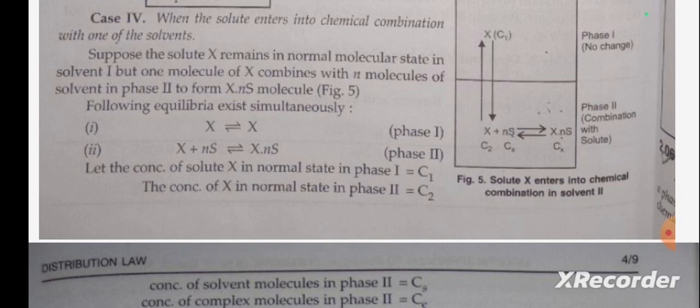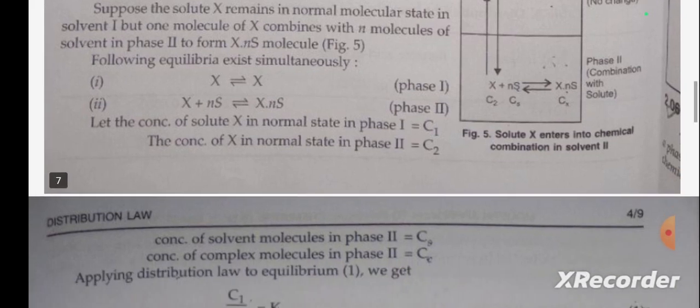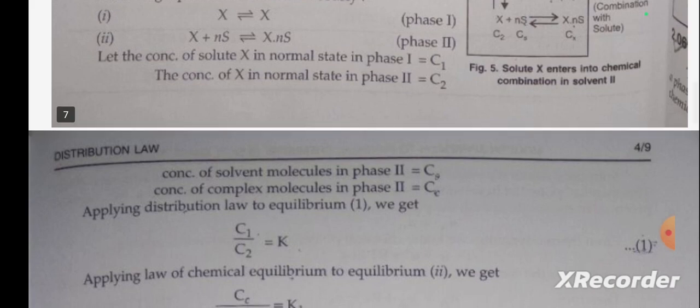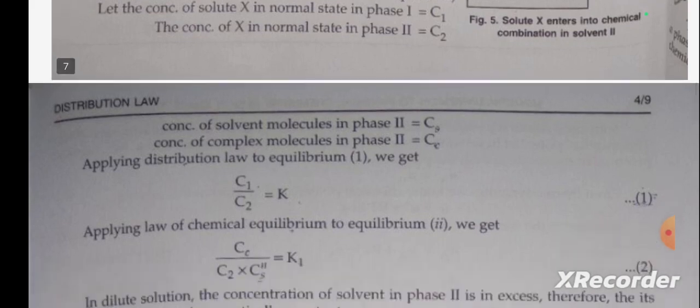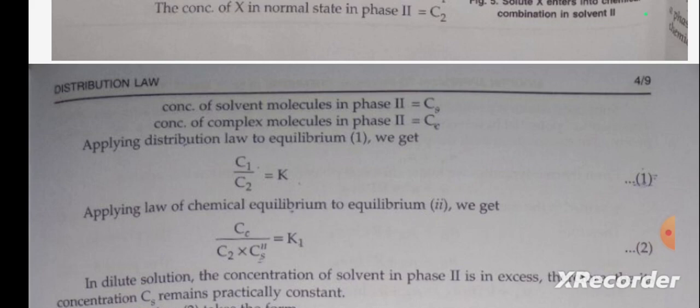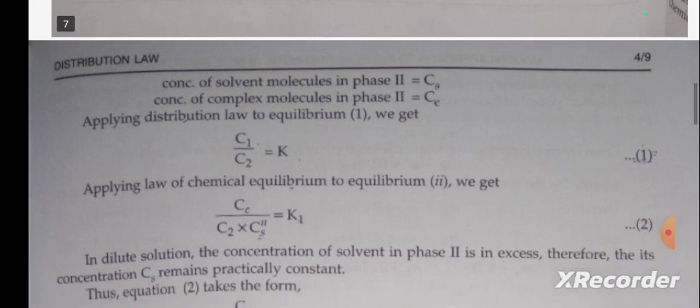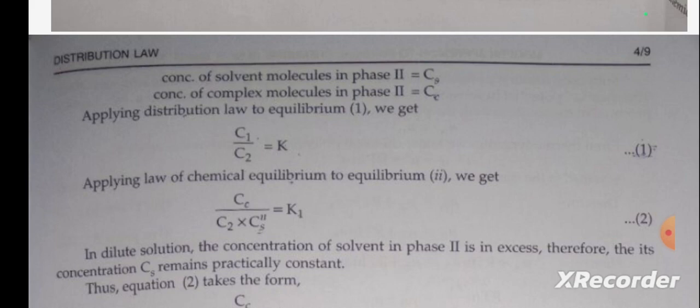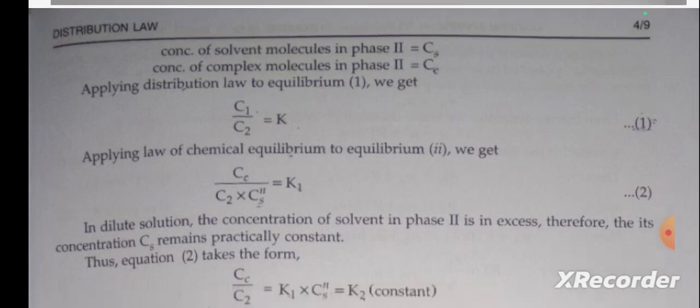The concentration of solute X in normal state in phase 1 is equal to C1. The concentration of X in normal state in phase 2 is equal to C2. The concentration of solvent molecules in phase 2 is equal to Cs. The concentration of complex molecules in phase 2 is Cc. Applying the distribution law in equilibrium 1, we get C1 by C2 is equal to K. Applying the law of chemical equilibrium 2, we get Cc by C2 into Cs raised to power n is equal to K1.